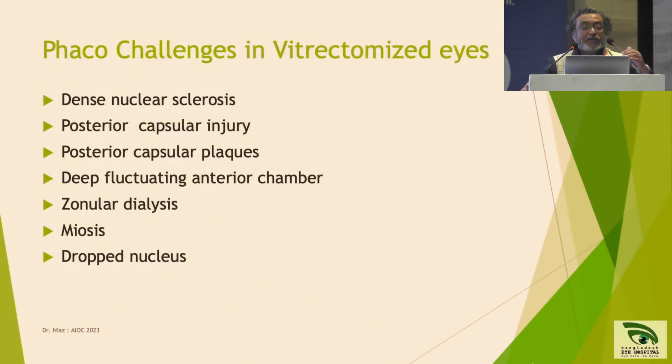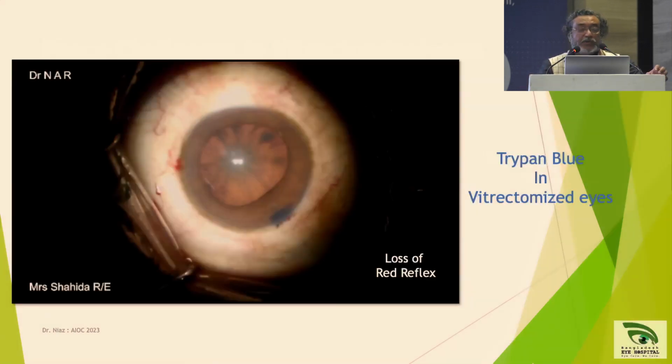Therefore, the challenges we face are, like I've said, dense nuclear cataract and posterior capsular injury. Apart from that, you can have a fluctuating anterior chamber. In those cases, especially high myopes who have had vitrectomy done, the intraocular pressure can fluctuate during surgery as the fluid comes up and down. Therefore, it can be very difficult. In these cases, the pupil can become miotic. There can be zonular dialysis. And of course, with the PC rent, you can have a dropped nucleus. Those are the challenges you face.